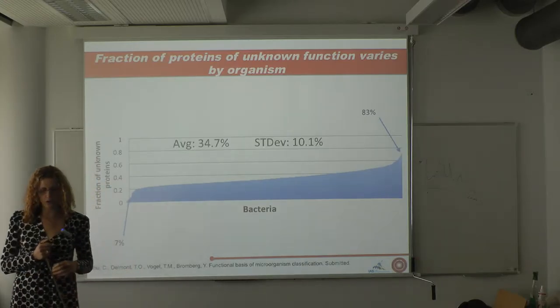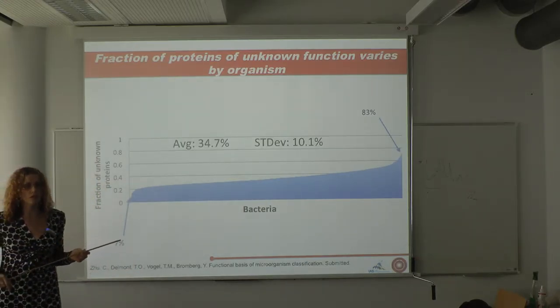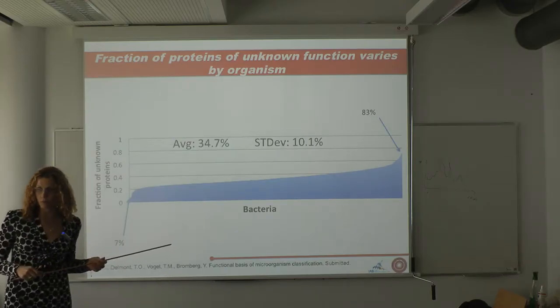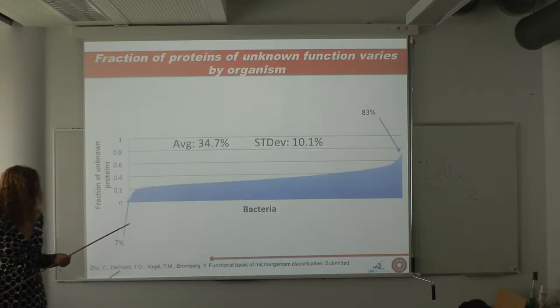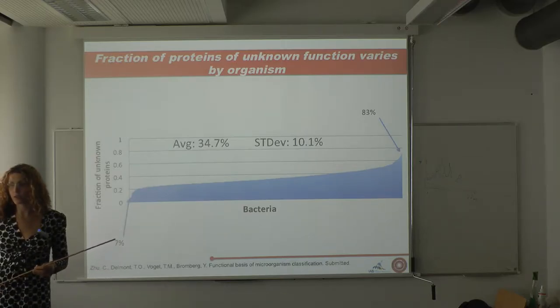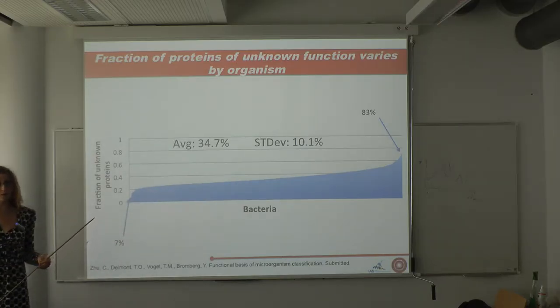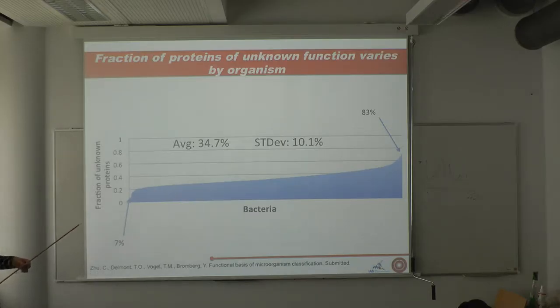If you looked at the functional annotations of bacterial proteins, and asked how many bacterial proteins were functionally annotated, so we knew the function of a particular protein, you would get this distribution curve. This is the fraction of the bacterial proteome that is not annotated, I'm sorry, in this case. Each line on here is a bacterium. There are 1,172 bacteria in this chart.